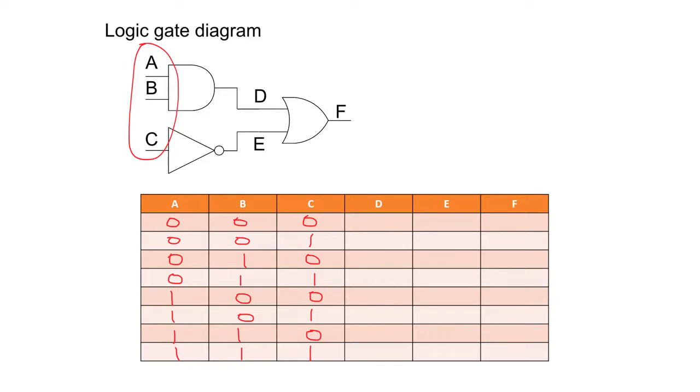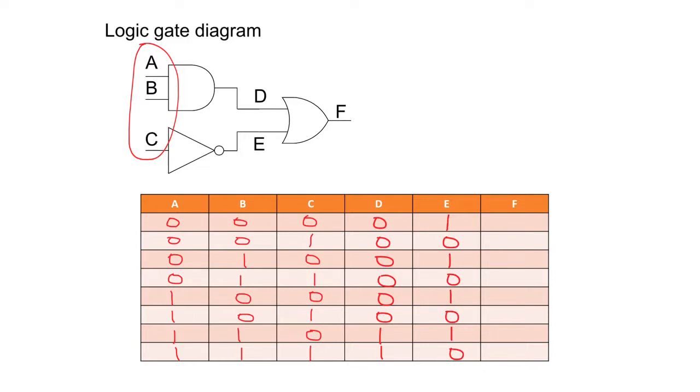Now D is the AND of A and B. So A and B, 0, 0 is 0, 0, 0 is 0, 0, 1 is 0, 0, 1 is 0, 1, 0 is 0, 1, 0 is 0, 1, 1 is 1, 1, 1 is 1. Now E is the NOT of C. So C is 0, E is 1. C is 1, E is 0, and so on down the column.